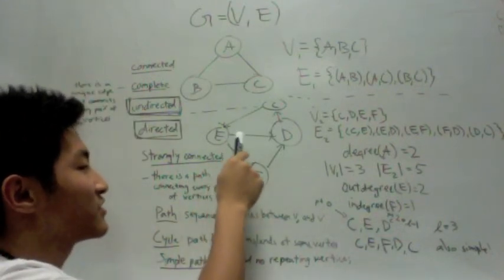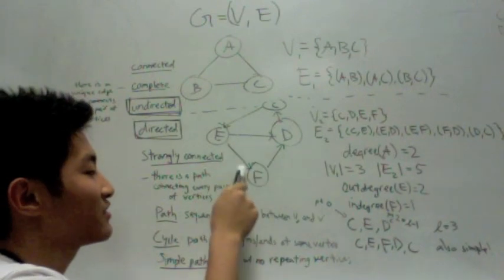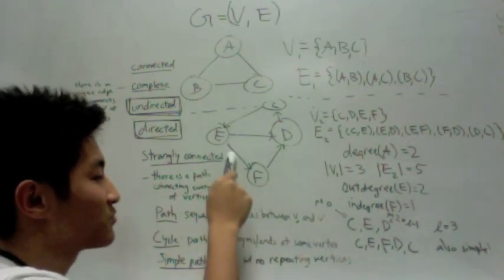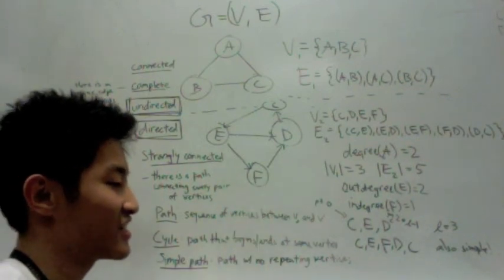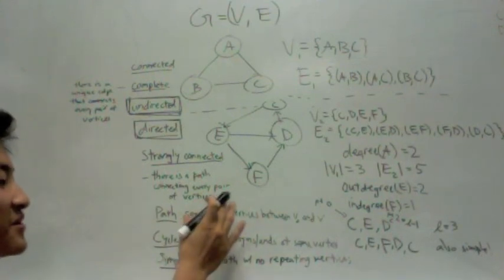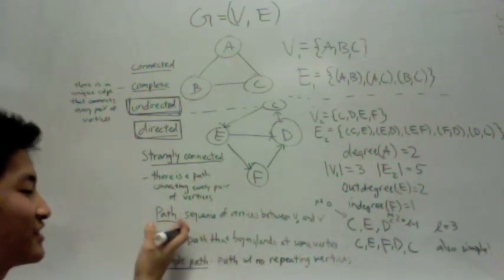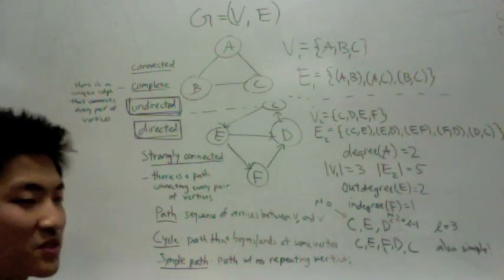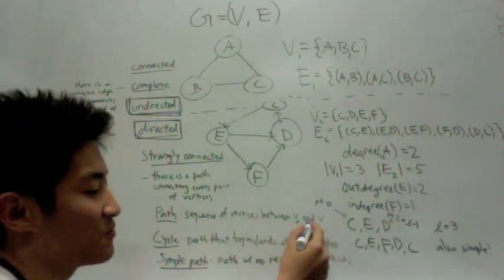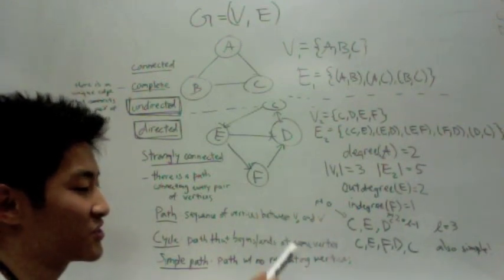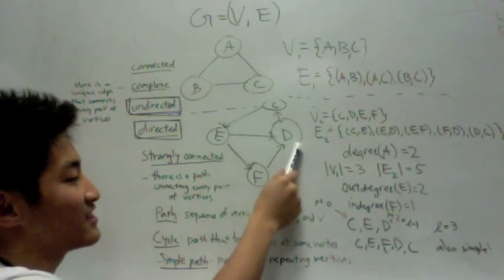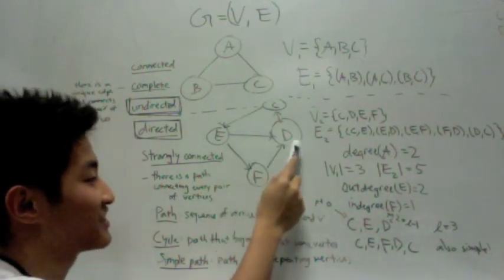So for E, which is the origin, there are 2 edges coming out of it, so the out degree of E is 2. And for F, there's 1 edge coming into the destination here, so the in degree of F is 1. All right? And now we can talk about other terminology here. So a path is a sequence of vertices between vertex 1 and vertex 2, which are the vertices connected by paths. So CED is a path connecting vertex C and vertex D.